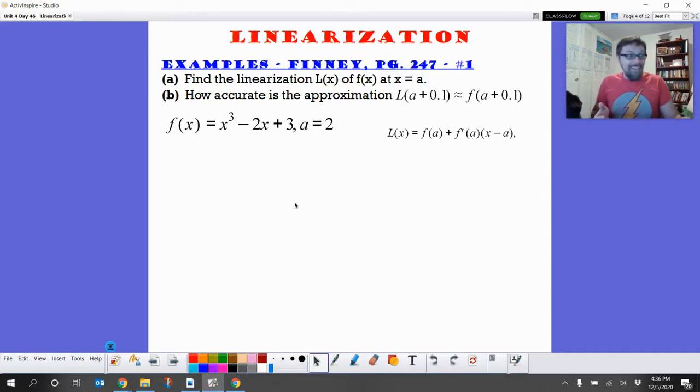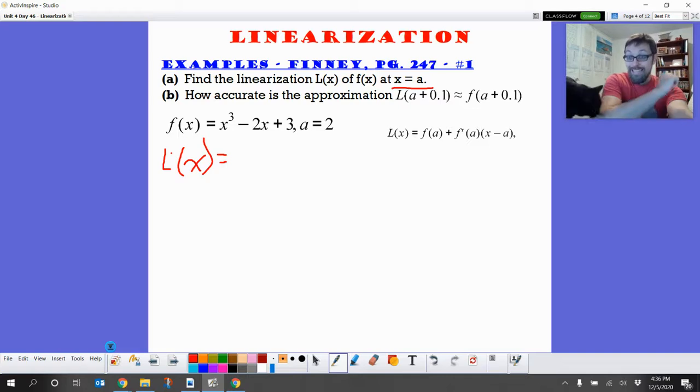So we're going to try this out. We just need to plug stuff into this formula that we were given. So L of x, because they're asking us to figure out what L of x is. And then we're going to do this when x equals a, and in this case, our a is going to be 2. So we need to figure out what f of 2 is. So here, I'm just going to write this all out first.